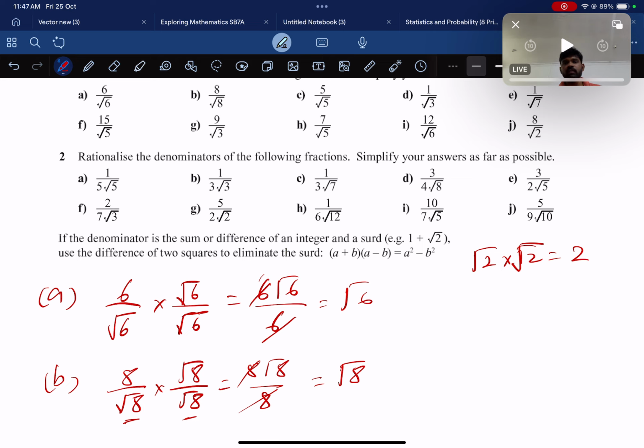Simplifying it further, using examples number 1 and 2, you can write it as root of 4 times root of 2. We get the final answer as 2 root of 2. Hope you understand what's going on.